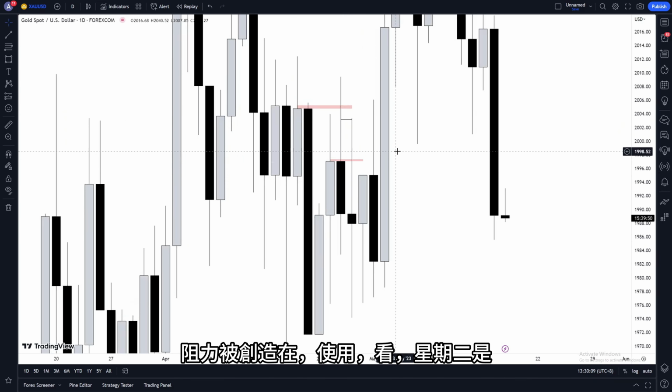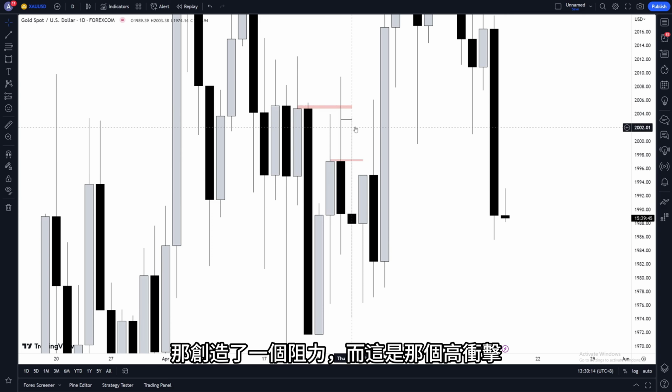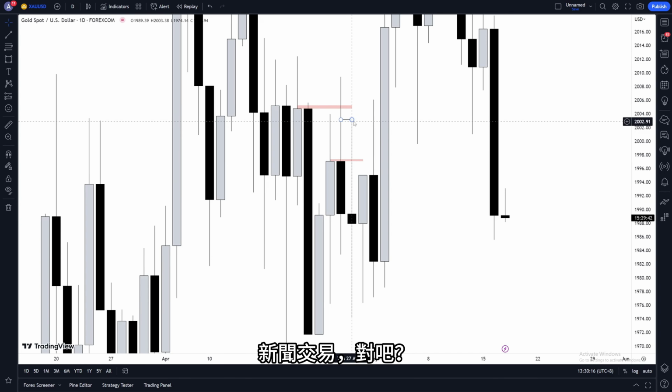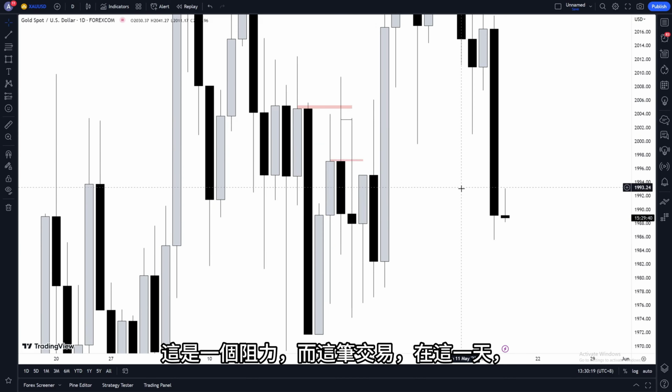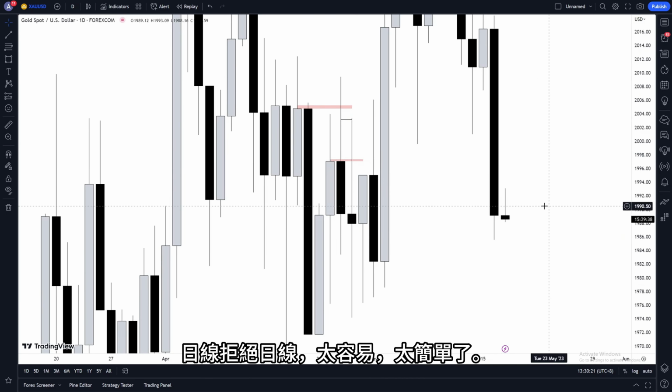Tuesday was a buy, Wednesday was a sell. That creates a resistance, and this was that high impact news trade, correct? So what is this? This is a resistance, and this trade on this day does what? Daily reject daily. So easy, so simple.